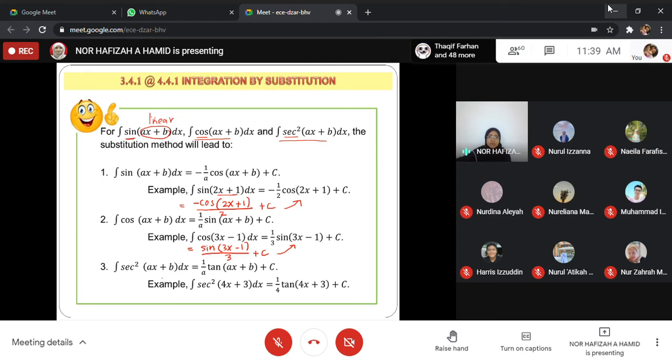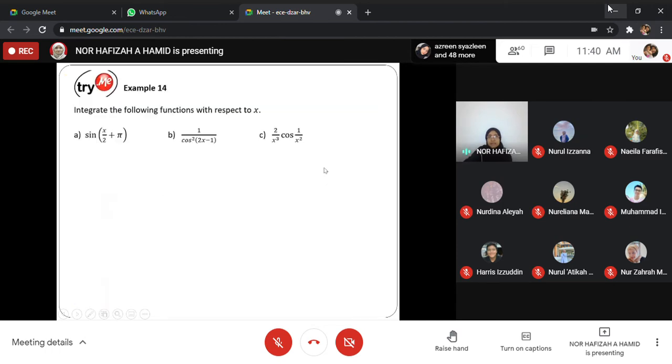So the same goes for secant square. So for secant square, integrate secant square dapat tangent. So dapat 1 over 4 tangent 4x plus 3 plus C. Okay, so ni formula for integrations for trigonometric function. Okay, so saya nak you refer to example 14.